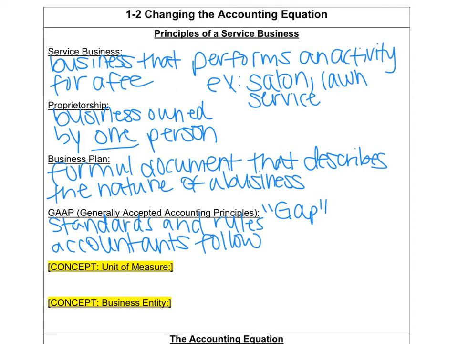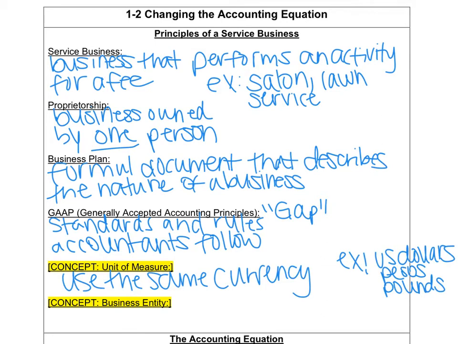One of those is called the unit of measure concept. And what this is, is whenever a business uses the same currency throughout all of its transactions. For example, if a business is in the United States, then they would be using US dollars and not pesos or pounds. Okay, they want to make sure they keep all of their money in the exact same currency.